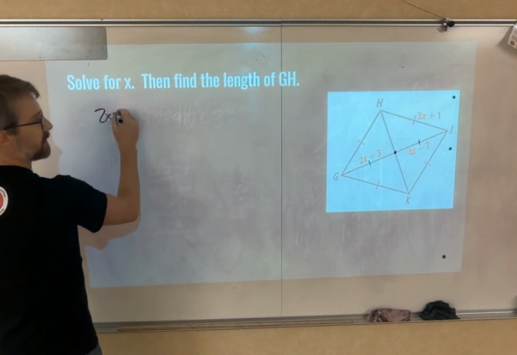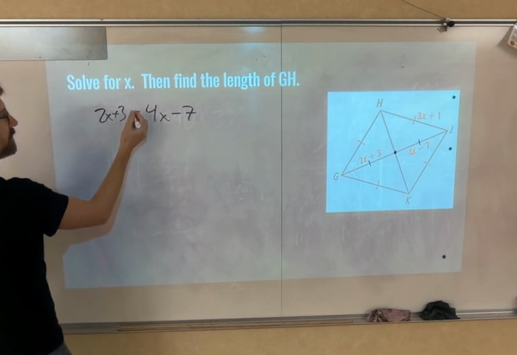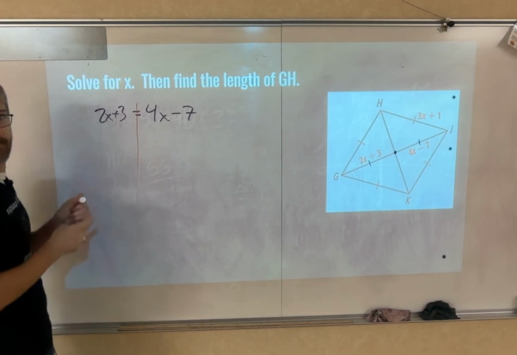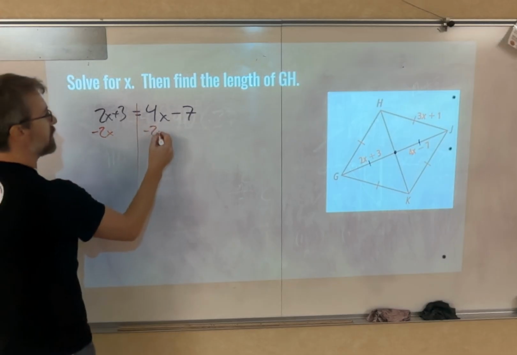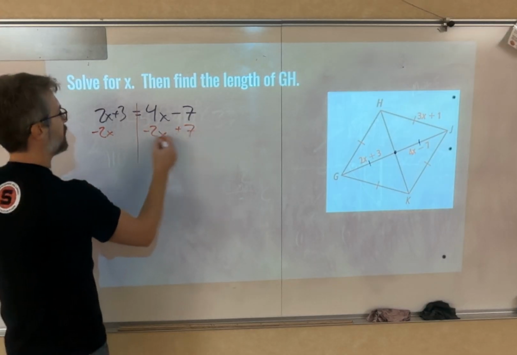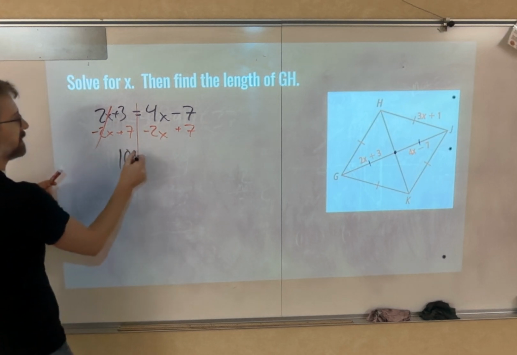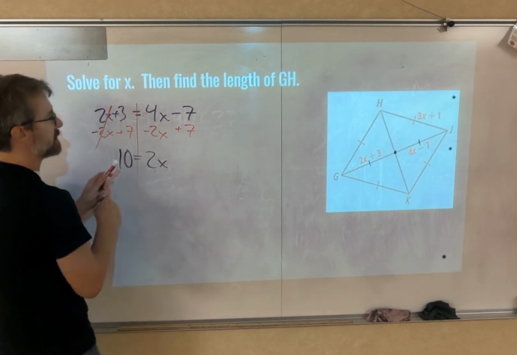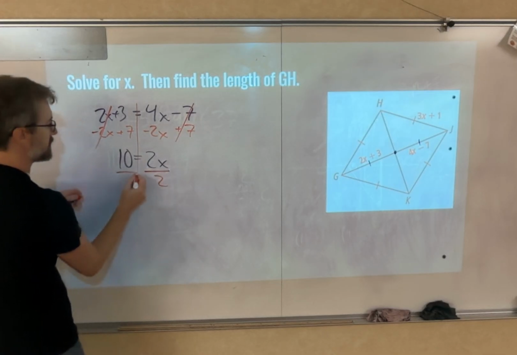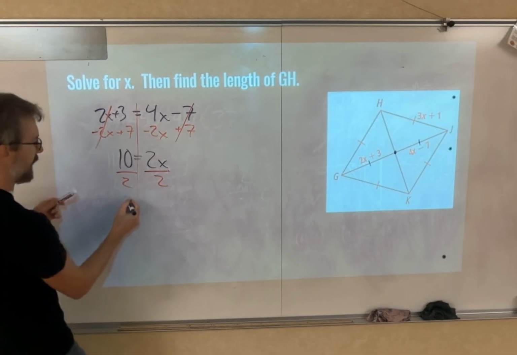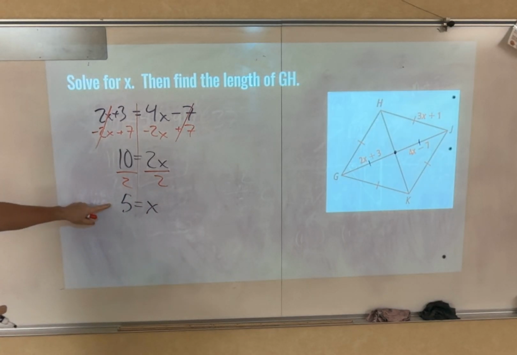So 2x plus 3 equals 4x minus 7. And now we can just solve for x. We'll subtract 2x from both sides. We'll add the 7 to both sides. And so we've got 10 is equal to 2x. That means that x, when we divide by 2, is equal to 5. All right, so we get 5 equals x.